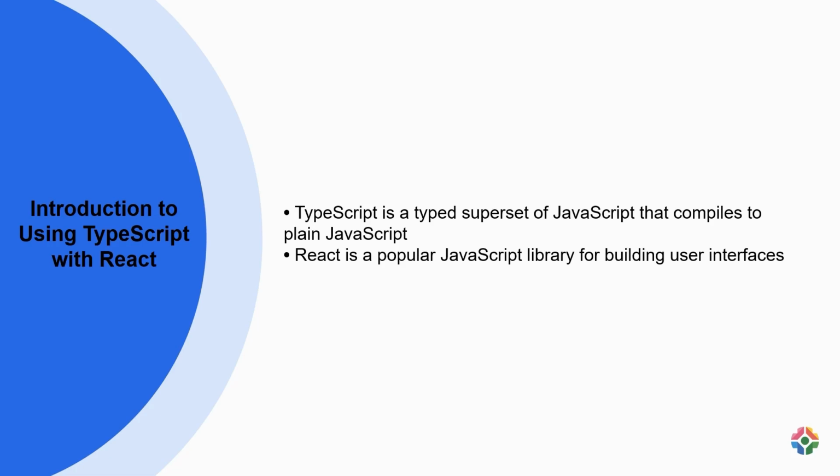React, on the other hand, is a widely used JavaScript library for creating interactive user interfaces on web applications. It allows developers to build reusable UI components that update efficiently as the application's data changes. By combining TypeScript with React, developers can leverage the benefits of static type checking from TypeScript to enhance the development process and ensure code correctness in large-scale React applications, making the development process more robust and streamlined.